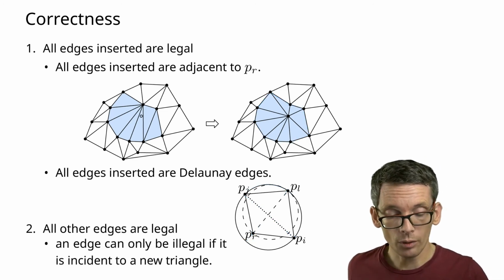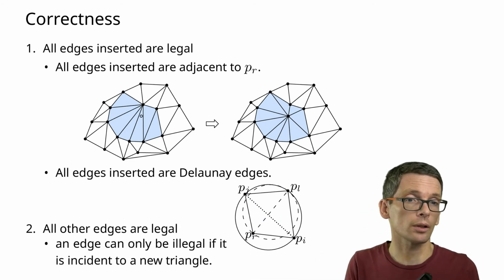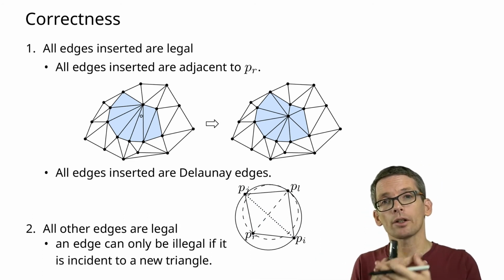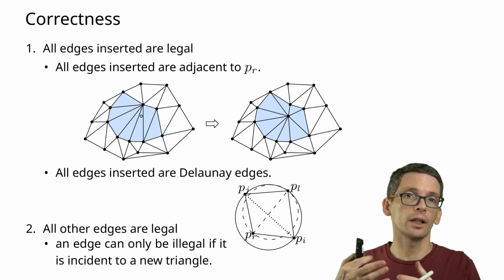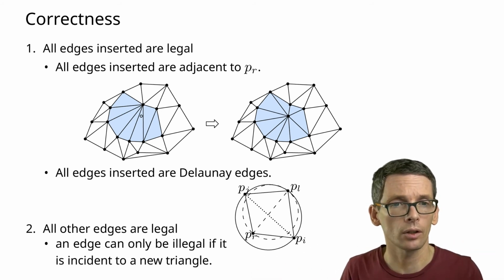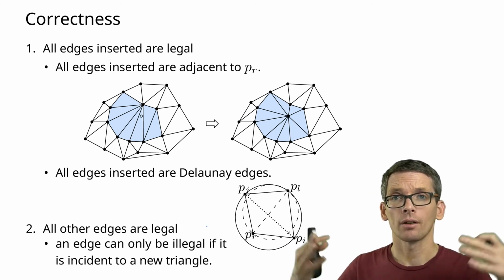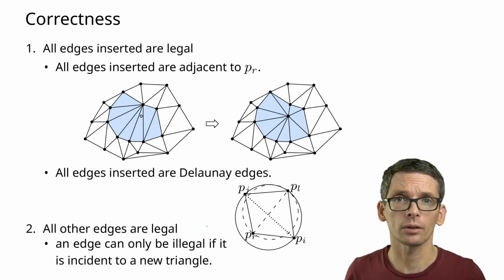All edges outside are also legal because for them nothing changed, and legal is a local criterion. So now we know all edges are legal, therefore we know legal or Delaunay, but that is the same thing. So all edges are in particular Delaunay edges. What remains now is to see how I actually find which triangle to insert into, and we're going to see that next.